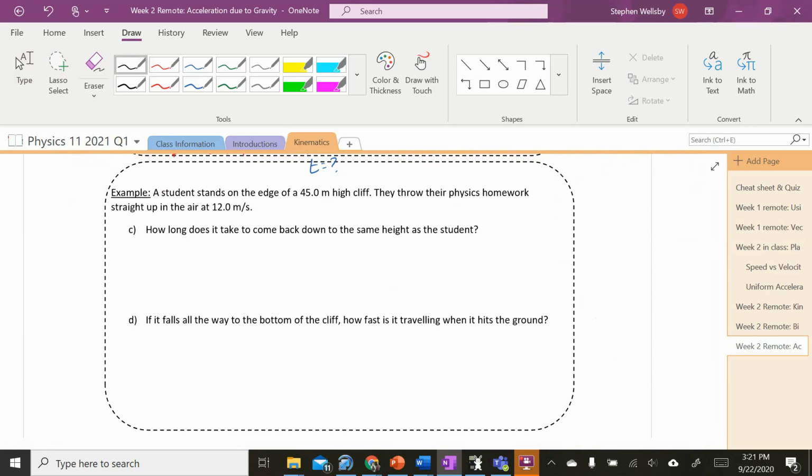You have a student standing on the edge of a 45-meter high cliff. They throw their physics book straight up in the air at 12 meters per second. How long does it take to come back to the same height? And if it falls all the way to the bottom, how fast is it traveling when it hits the ground? So give these a try, pause the video, and come back when you're done.